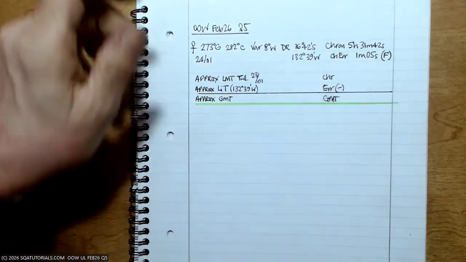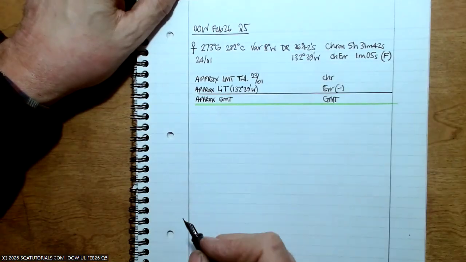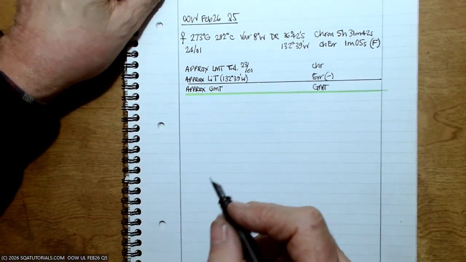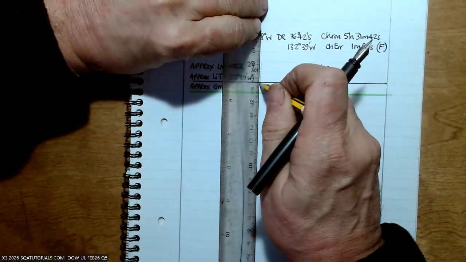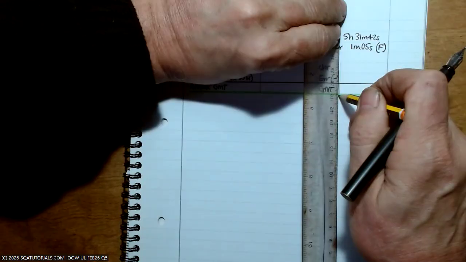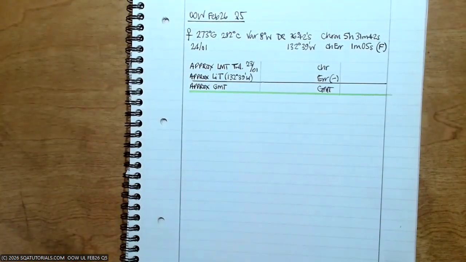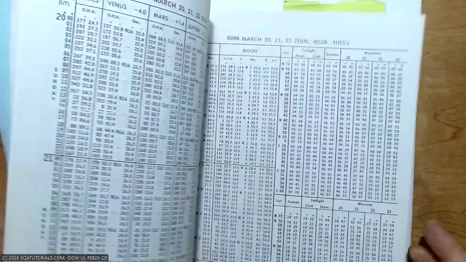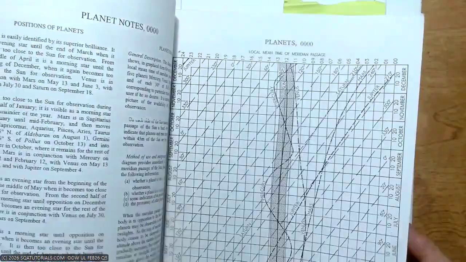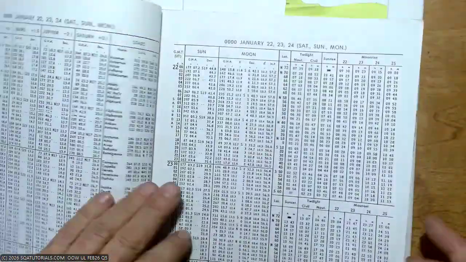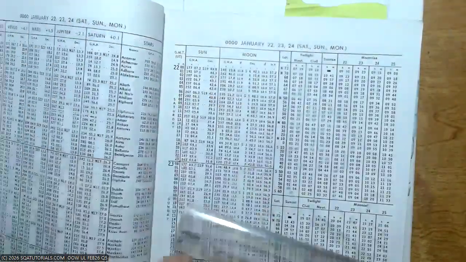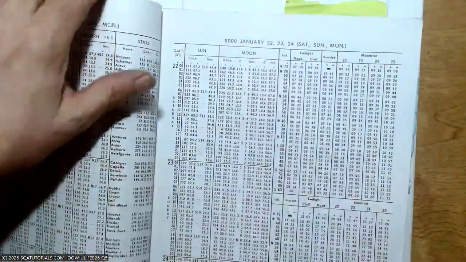Now I do like to pre-calculate everything. So the first step is to go into the almanac. Almanac for the 23rd of January. There's the 23rd of January, and we're told it's the evening twilight.